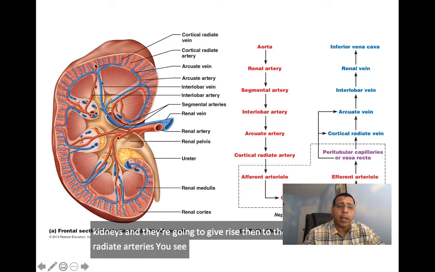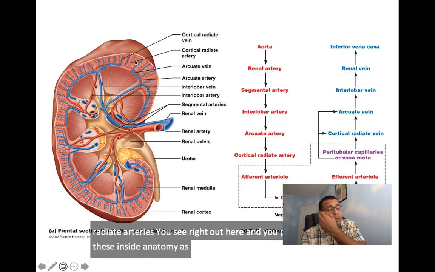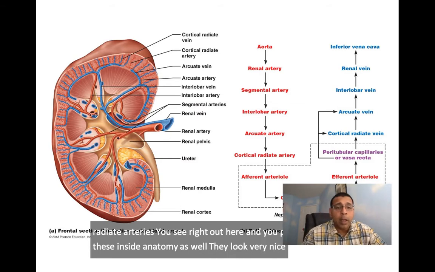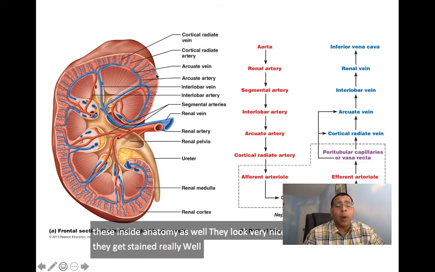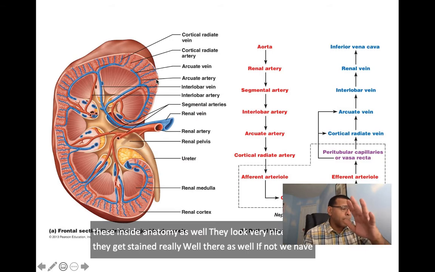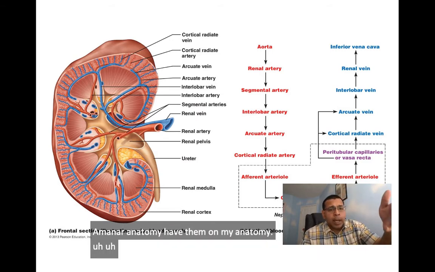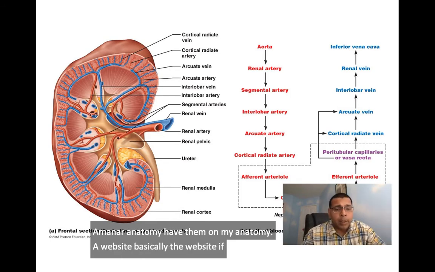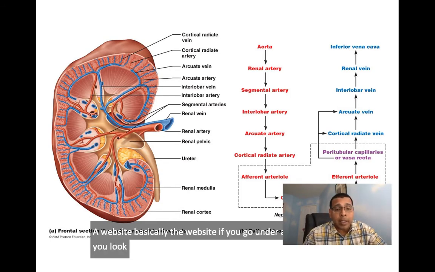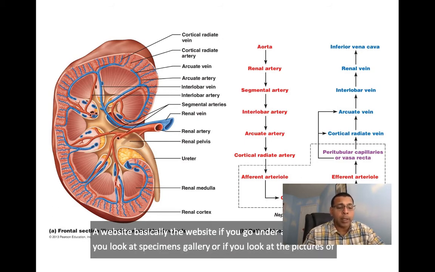And you probably saw these inside anatomy as well. They looked very nice. The cow kidneys, they get stained really well there as well. If not, we have them on my anatomy website. Basically the website, if you go under anatomy and you look at specimens gallery, or if you look at the pictures of the specimens, you'll be able to appreciate them there.